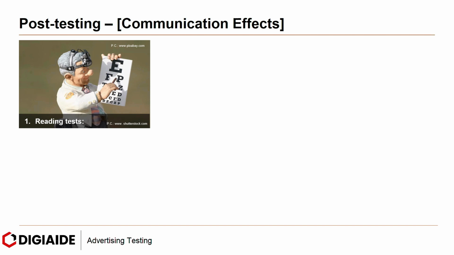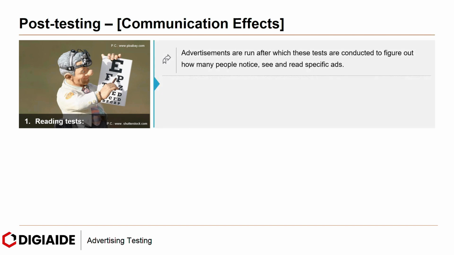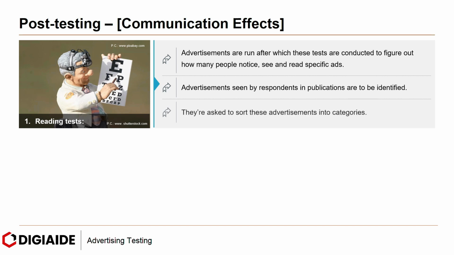The first, reading test. Advertisements are run, after which these tests are conducted to figure out how many people notice, see, and read specific ads. Advertisements seen by respondents in publications are to be identified. They are asked to sort these advertisements into categories.